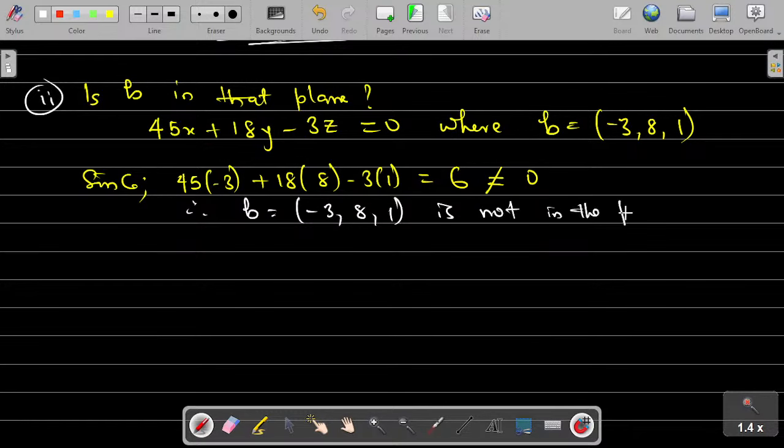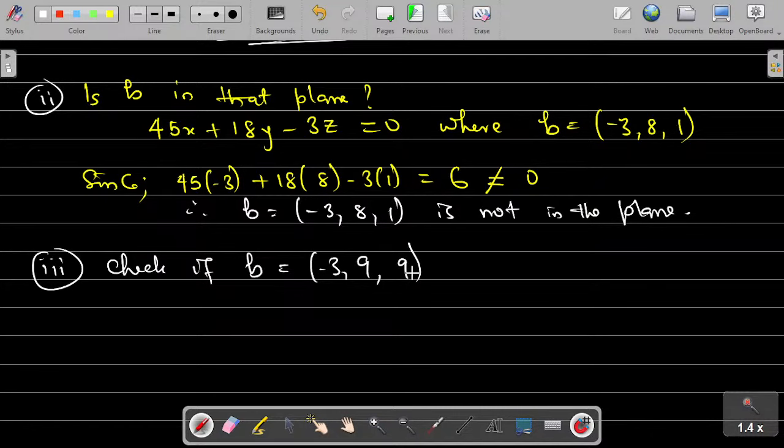All right, then we can move on to the next one, which is part III. That one says that we should check if B equal to minus 3, 9, and 9 is on that plane also.